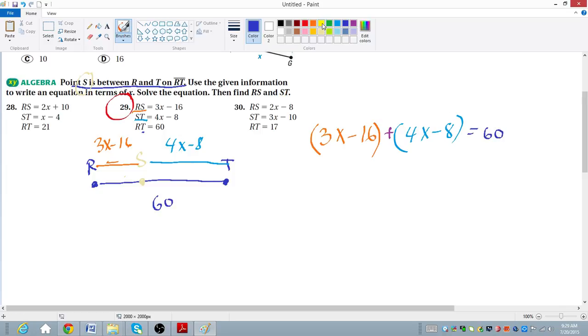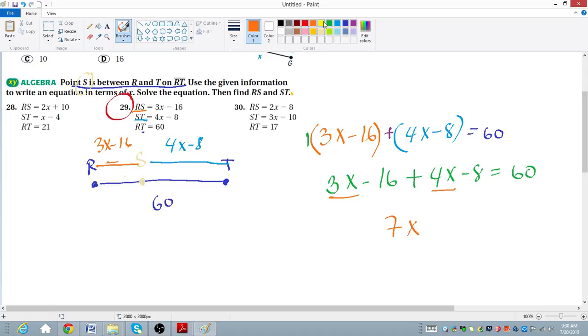Now all you need to do is just solve for it. So I'm gonna do that in green. So I'm gonna distribute the parentheses. If you don't have any number here, automatically it's a 1, and then you can just distribute. So that'd be 3x minus 16 plus 4x minus 8 equals 60. Now you want to combine like terms. I'm gonna combine the 3x and the 4x. So that'd be 7x.